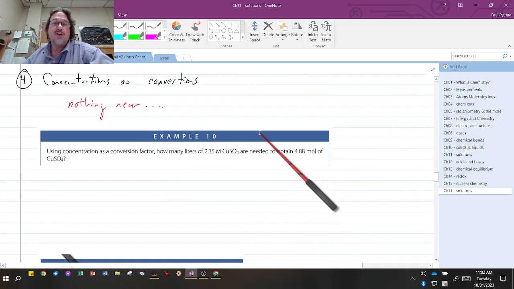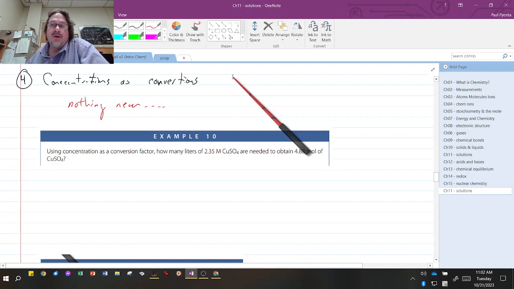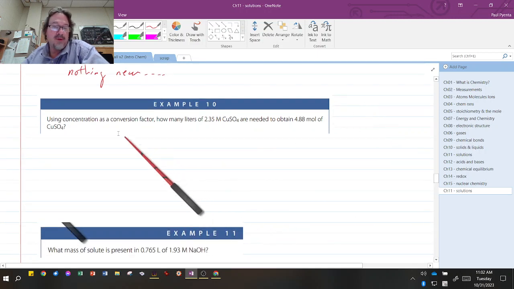Moving on. Section 4, concentration as conversions. I don't know why they have a totally separate section for this, really. It's the same sort of calculation. You're setting it up with dimensional analysis, getting the units to cancel correctly. Concentrations, usually in terms of molarity, so moles per liter, I can convert between moles and liters, in other words, by using whatever concentration is given. So there's really nothing new here at all. Let's just jump into a problem. You'll see what I mean here.